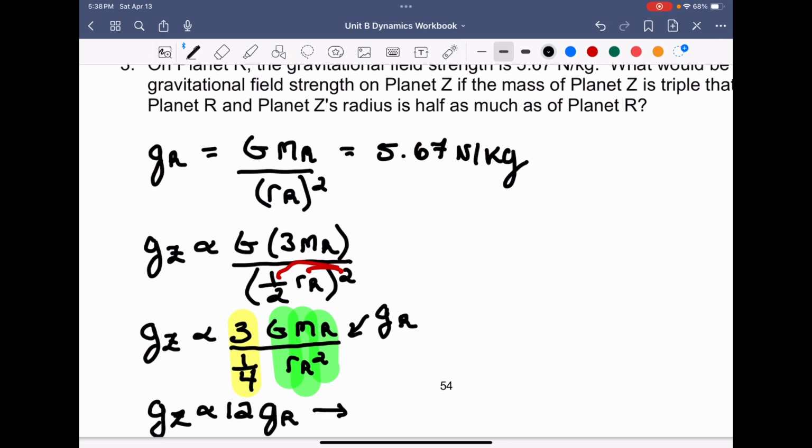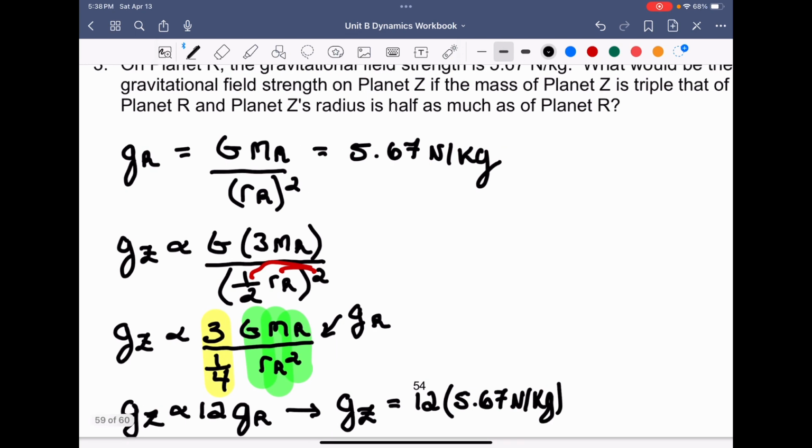And then I'm going to arrow over here and say, now that we know the proportional change, gz is proportional to 12 times gr, we can now say gz is equal to 12 times the gravitational field strength of r, which is 5.67 newtons per kilogram. Okay, now what is this equal to? Well, as a value, when we simplify this, we should get, and I want to make sure I have the exact value, 68.0, and this is going to be newtons per kilogram.